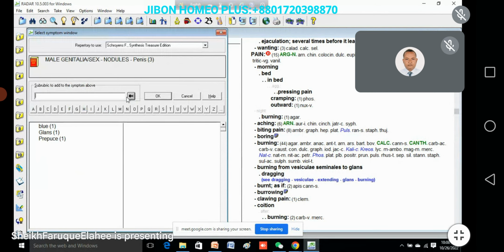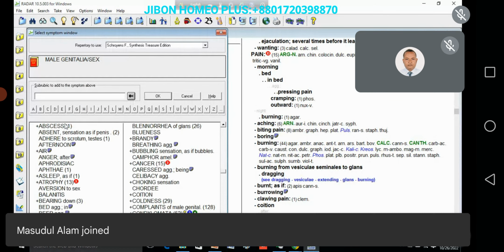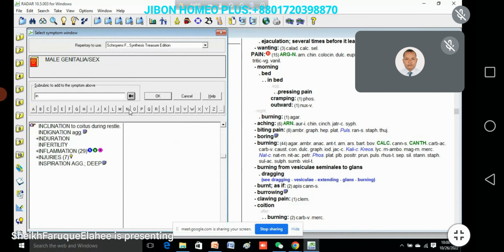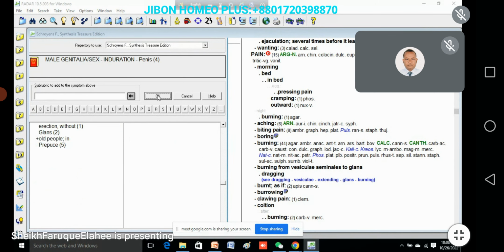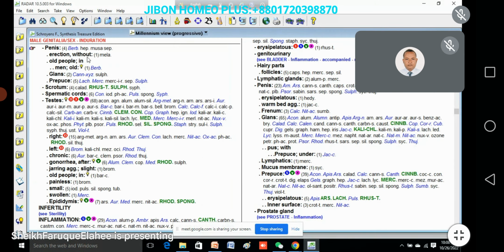There is another rubric. It can help you: induration, penis. This can also help you. But as I said, you will have to take the whole history, his sexual history, if he has any venereal disease, if history of that, and by the totality you select the medicine.